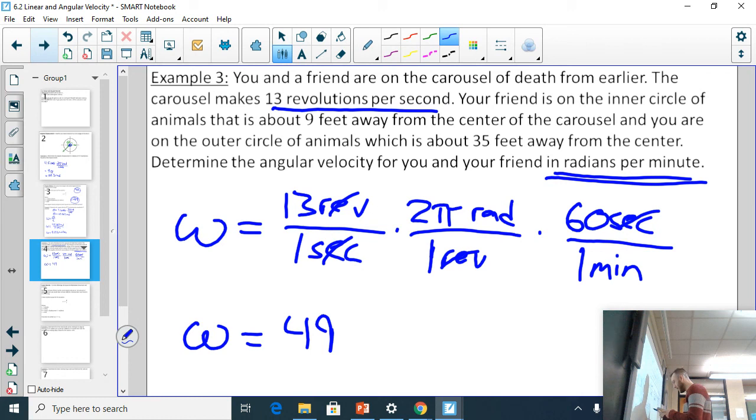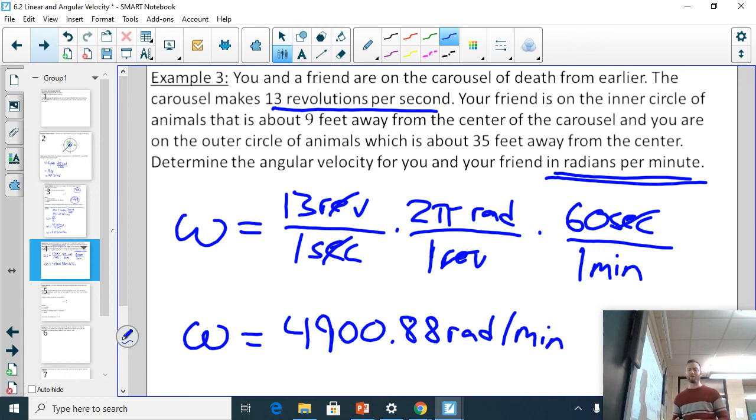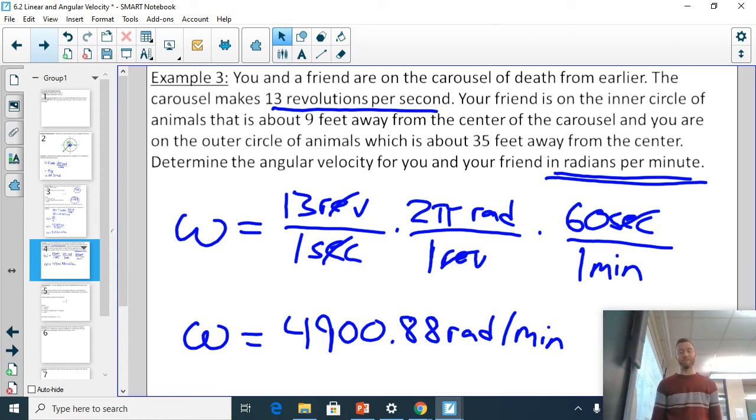And we get 4,900.88 radians per minute. And that's a lot of radians per minute to go, right? And that's why it is a carousel of death. That is going to wrap it up for the first part of 6.1. The second part, we'll get into linear velocity.